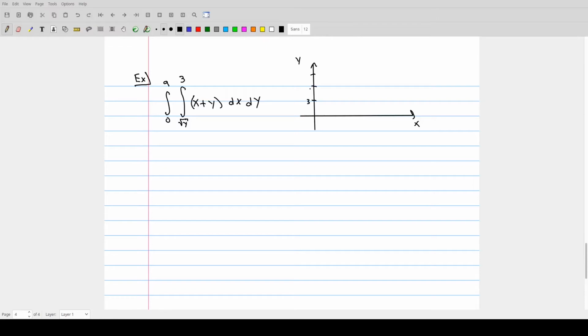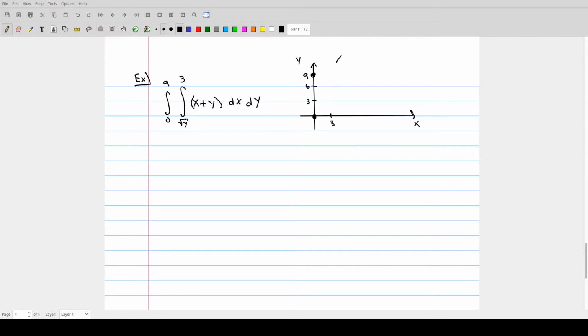So what we have here is, okay, this is 3, 6, and 9 for y. And if this is 3, then this is 3 for x. And we know that y is going from 0 to 9. And as y goes from 0 to 9, we're going in x from the curve square root of y to the upper bound of 3. So at 3, this is going to be my upper bound in x, and the lower bound is the square root of y.